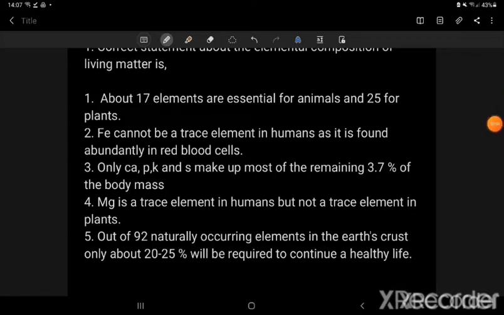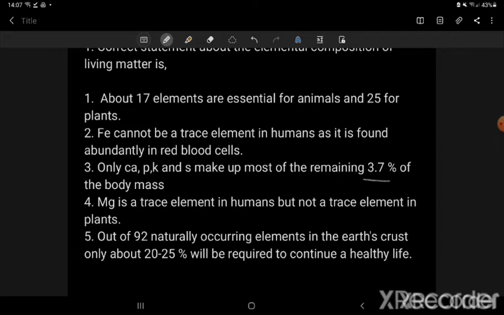But they have forgotten about magnesium and sodium and chlorine, remember? Because they have mentioned 3.7% here. Can you see that? So we are considering humans. Remember that statement: in humans, CHON accounts for 96.3% of the body mass.